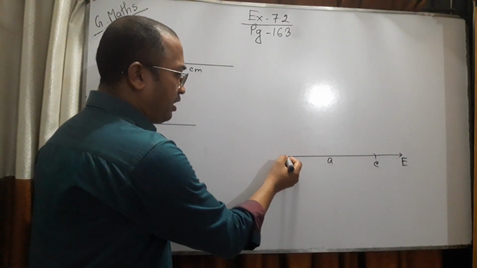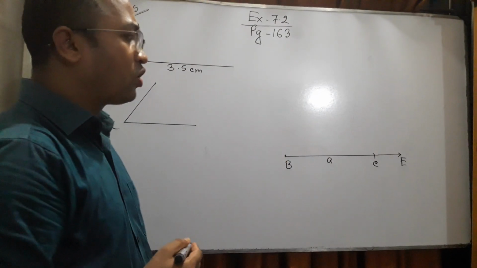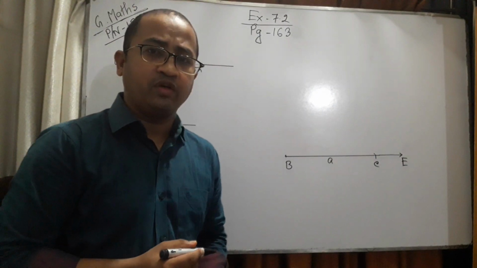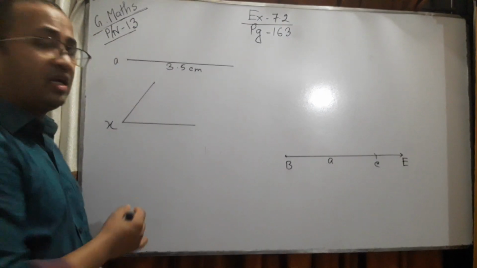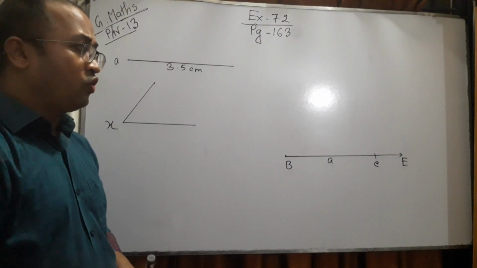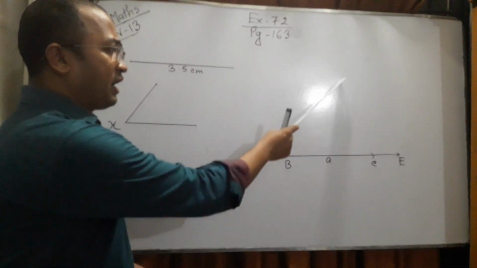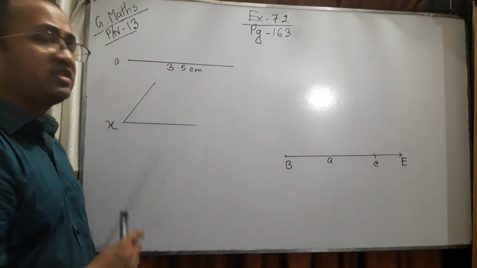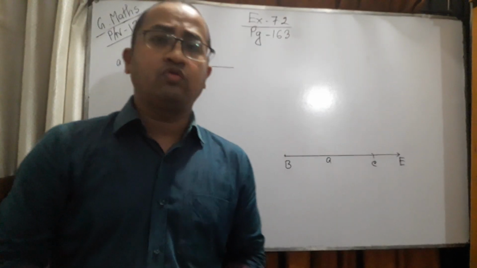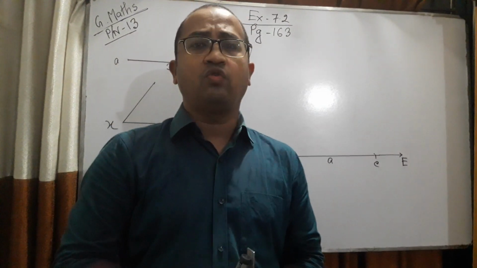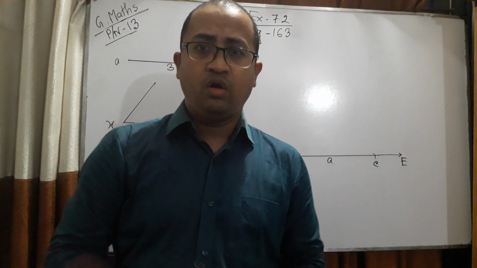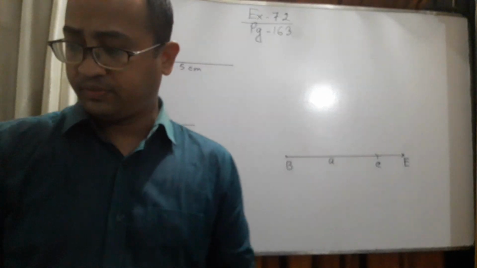Now, at the point B, we will draw an angle CBF equal to x, that is 45 degree. We will draw an angle CBF equal to x, that is 45 degree. Now, how you draw an angle equal to an angle, I think all of you know. After all, I will show it.